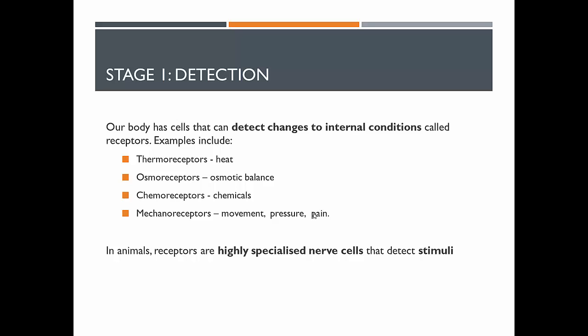In order to do that, though, there are a couple of stages. The first stage is detection. We need to be able to detect a change in the external state because it will affect our internal conditions. And we have receptors. Now you might have come across a couple of these receptors before. Some examples are thermoreceptors, which detect heat. We have osmoreceptors, which detect the osmotic balance. We have chemoreceptors, which detect a range of chemicals; they will be tailored to a particular chemical. And then we have mechanoreceptors, which can detect movement, pressure, and pain. In animals, receptors are highly specialized nerve cells that detect stimuli.